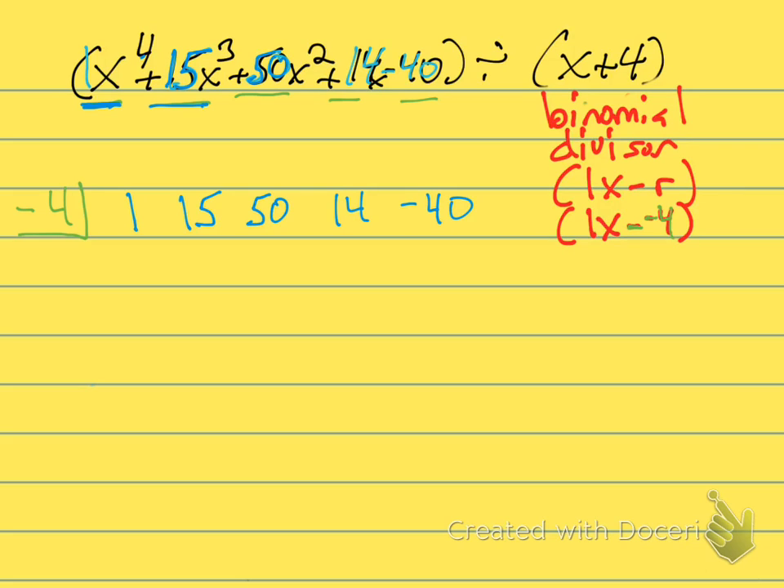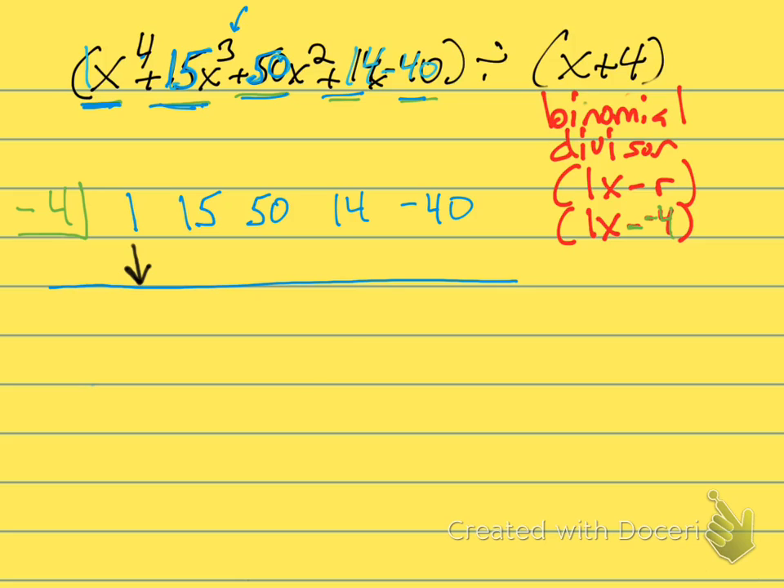Then in decreasing degree order, the degree is the little exponents, x to the third, 50x to the second, 14x, and then the constant of negative 40. So we have to have our coefficients in the order of decreasing degree. Also, if any of the degrees were missing, we'd have to put a 0 in as a kind of placeholder. So now we're going to be able to do our synthetic division.